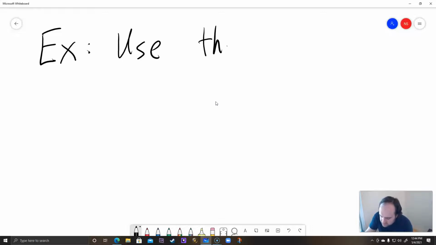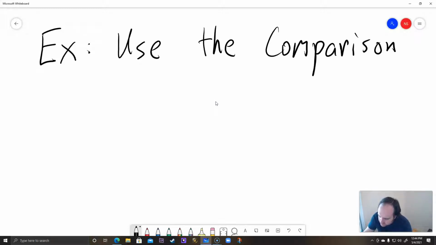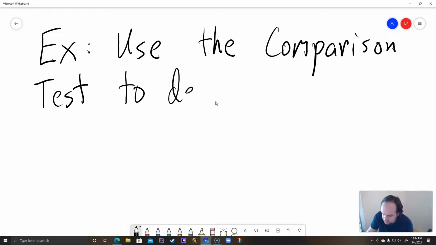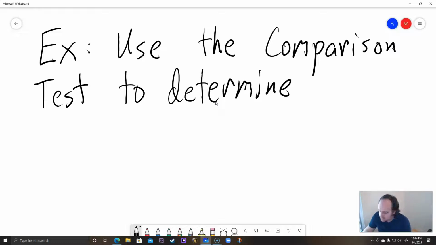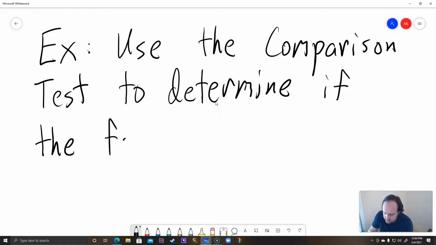Use the comparison test to determine if the following series converges or diverges.